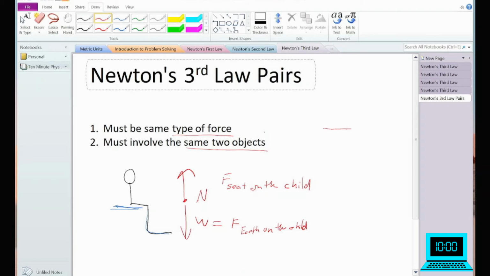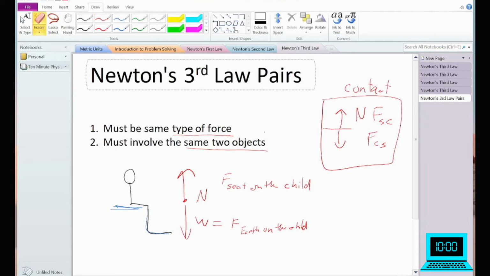The first one is what we've got from the normal force. That's the force of the seat on the child, whereas the force going down, the child is exerting a force, the force of the child on the seat. That's a Newton's third law pair. These are the contact pairs. The other thing you can have, if you look at the weight of the child, is the force of the Earth acting on the child, pulling it down.